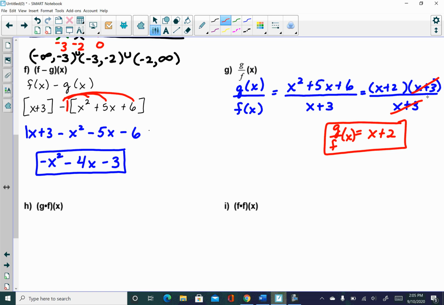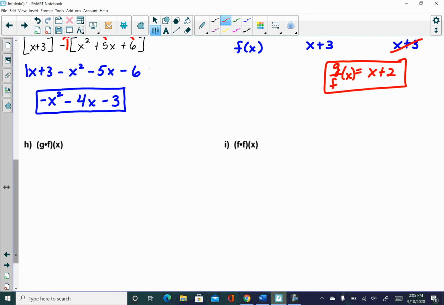Okay, all right, let's look on down here at letter H. In letter H, we are multiplying g times f of x. So we're just taking these two functions and multiplying. You can do this any way that you like. I personally like to set it up like long multiplication. So I always put the function that has the most terms up top. So that would be my g function. Yes. So it's x squared plus 5x plus 6, and then I'm going to multiply it times x plus 3.